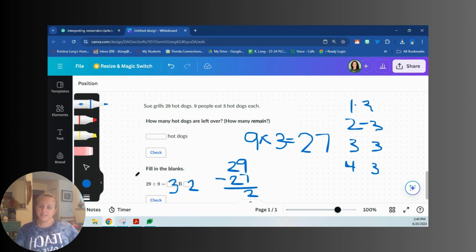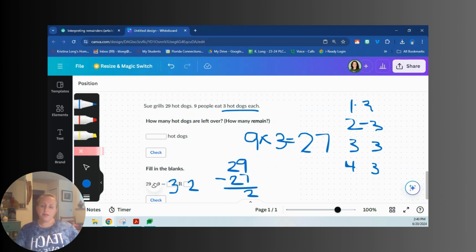But they did give us the division problem down here. They gave us a little bit more information here because they gave us the quotient, didn't they? They gave us the quotient this time. So this time, all we had to do was find the remainder.